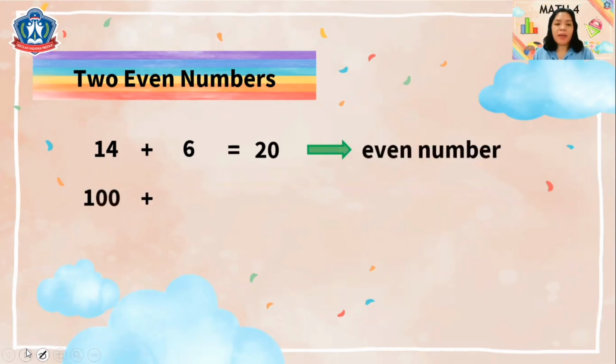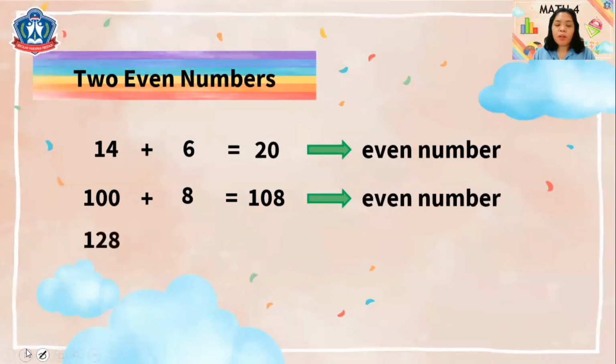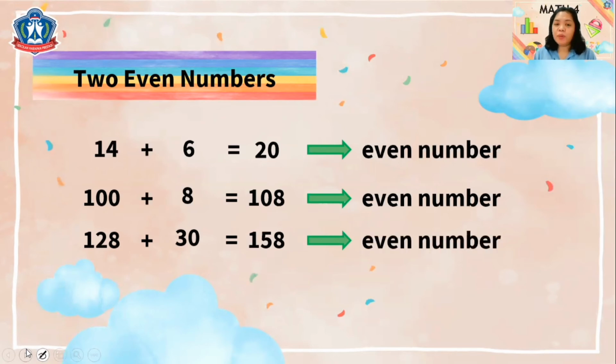We have 100 plus 8, and that is 108. Is 108 an even number? Yes, correct. How about this one? 128 is an even number. Let's add it with another even number, that is 30. And the answer is 158. Is 158 an even number? Yes, because it ends with 8.